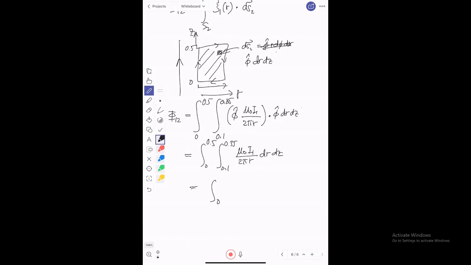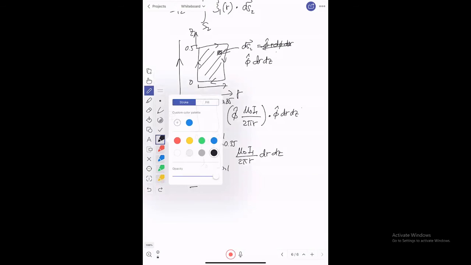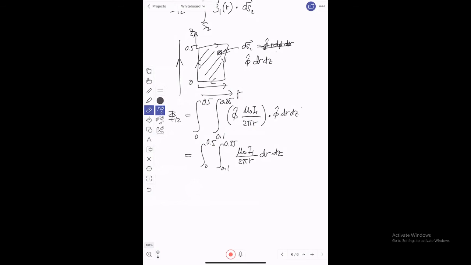Let me rearrange it. All right, so this software still has some glitches, but it's okay. Here all of these are constant. Mu 0, I1 is constant. After that I multiply by 0.5, since I integrate the dz first, and then I have divided by 2 pi. The only function of r is 1 over r dr, from 0.1 to 0.35. And you know how to integrate this easily.